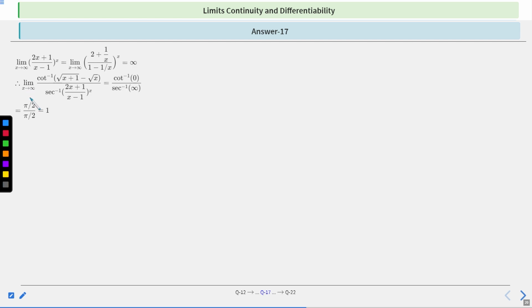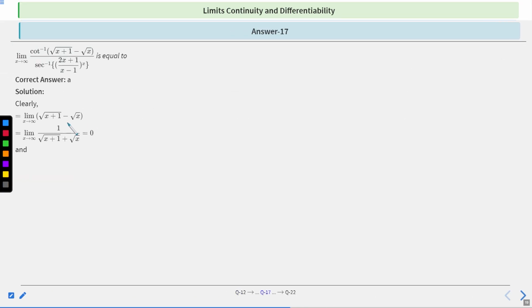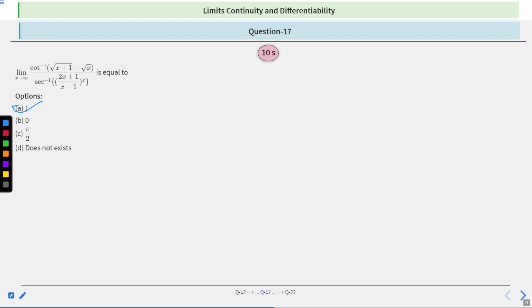Therefore, limit x tending to infinity of cot inverse of (root over x plus 1 minus root over x) upon sec inverse of (2x plus 1 upon x minus 1) to the power x. After putting the limit, the numerator is cot inverse 0 and the denominator is sec inverse infinity. So cot inverse 0 is pi by 2 and sec inverse infinity is again pi by 2. So pi by 2 and pi by 2 will cancel out and the answer will be 1, right? So option A is the right choice, 1. Clear?